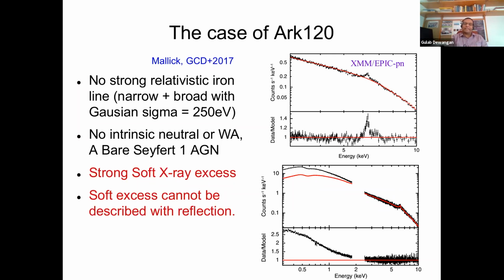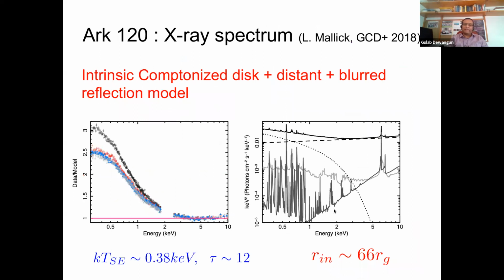Now, if the soft excess has to be reflection, then there should have been a very strong relativistic broad iron line, which is not the case here. And if you try to model with a reflection model, you cannot describe the entire soft excess as purely due to reflection. So this is actually the model. Here there is a relativistic reflection seen in the gray line. There is a distant reflection from the torus structure which I mentioned, that can also reflect X-rays, but the torus is quite far away, so this is not modified.